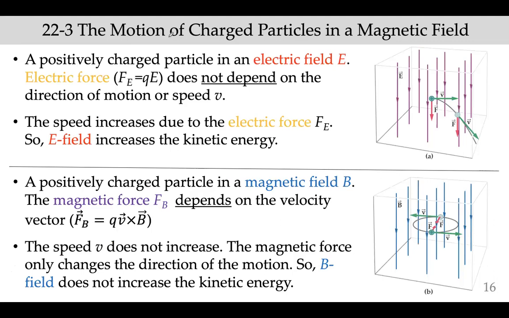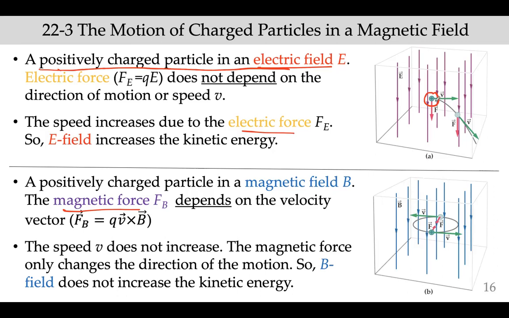Okay, so let's compare the electric field and the magnetic field, or the electric force and the magnetic force. So what are the differences? First of all, when we learned about the electric field in the previous lectures, a positively charged particle in the electric field. So here what's shown is we have a positively charged particle. It has an initial velocity in this direction. It's in the electric field, and the electric field direction is down.